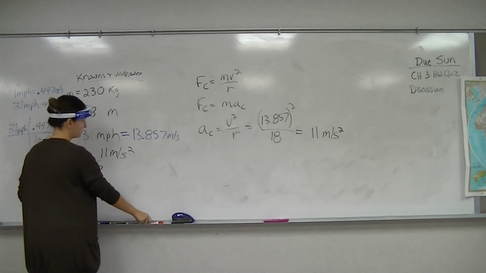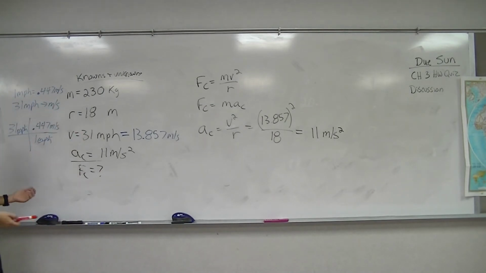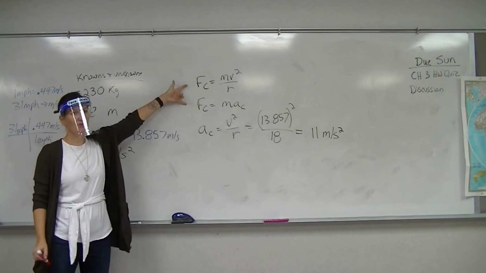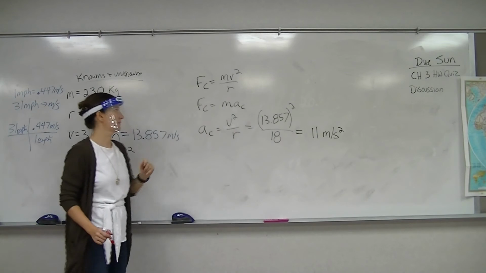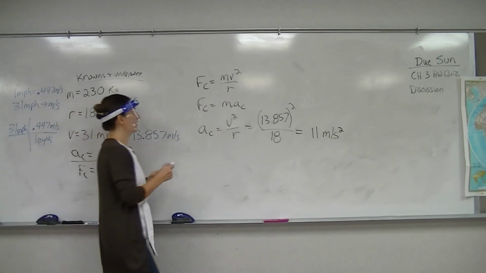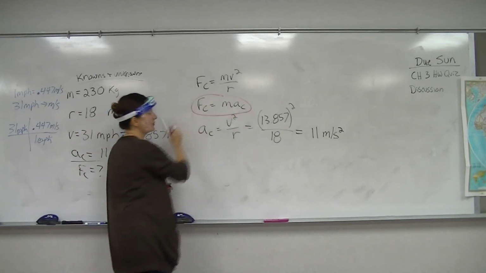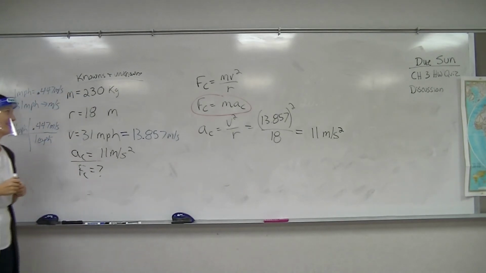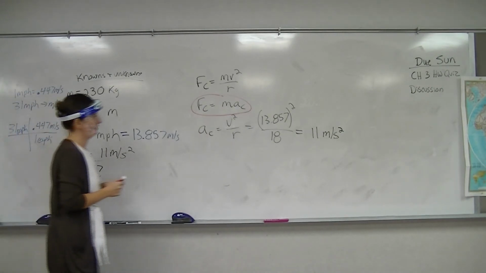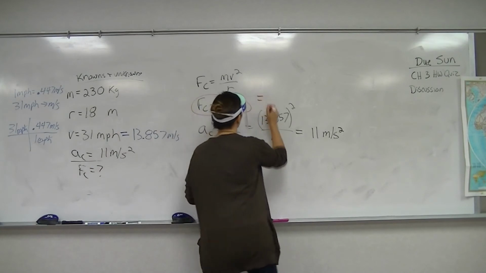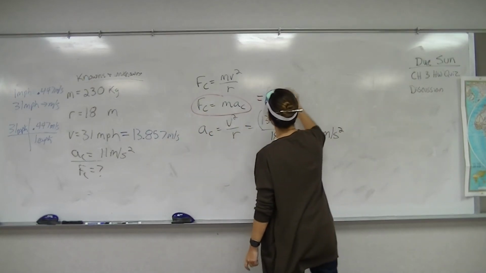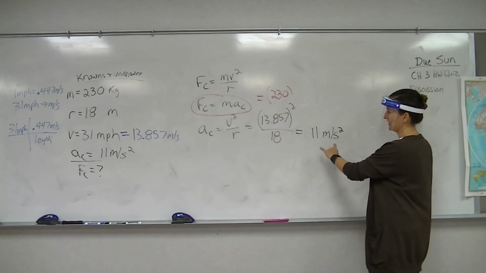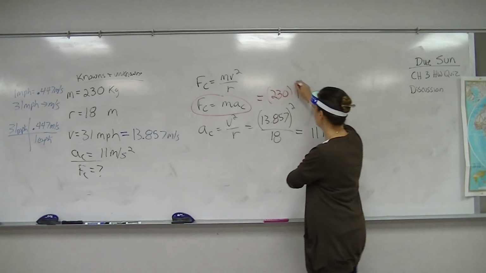So now I have acceleration, and I'm going to solve for centripetal force. Notice both of these equations will work, right? I mean, I have mass, velocity, and radius. But now that I have acceleration, this one's going to be so much easier. Less work, less numbers to put in your calculator. So I'm going to use this one. I'm going to take the mass of that ATV, 230, and I'm going to multiply it by the acceleration that I just calculated.